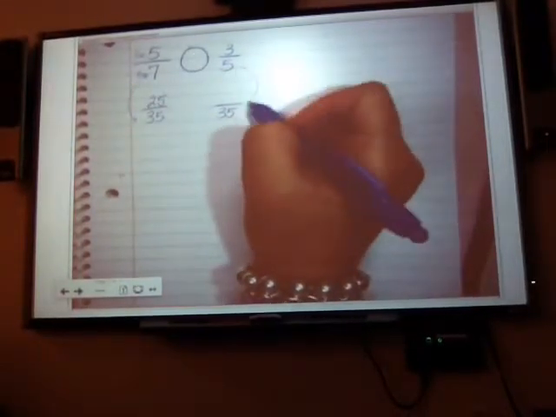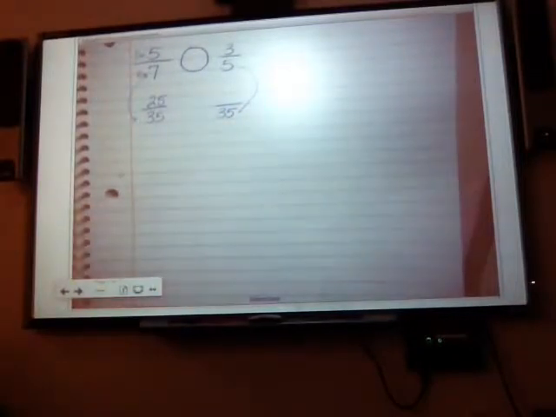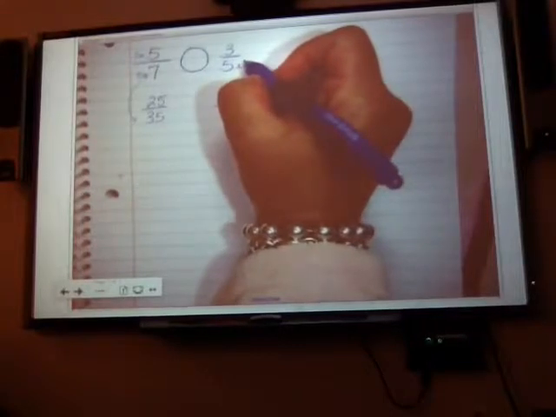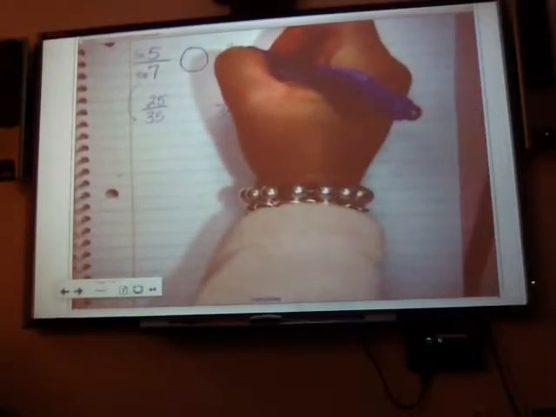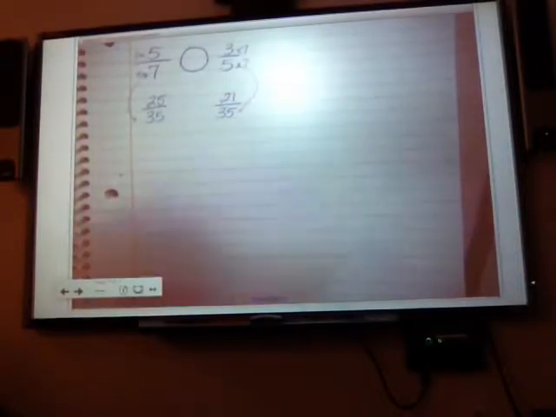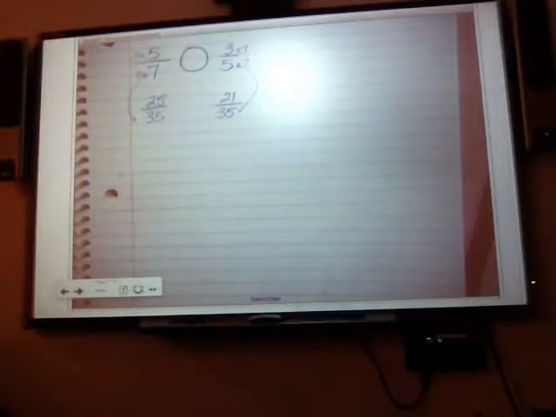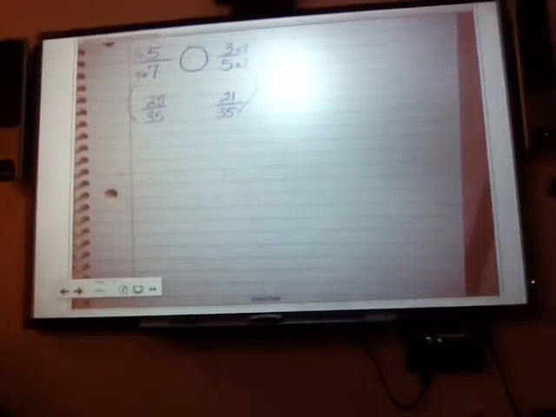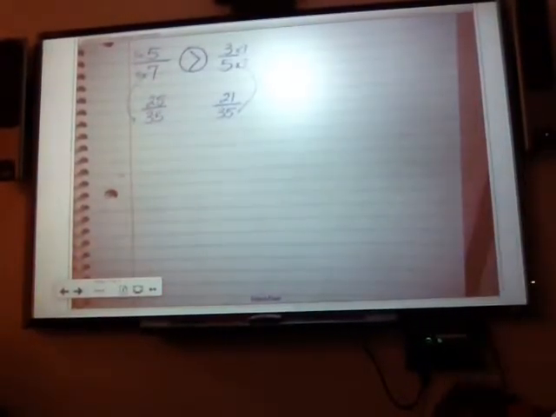Jason, what did I do from 5 to 35? Times 7. Therefore, whatever I do at the bottom, I must do to the top. 7 times 3 is 21. What is larger, 25 over 35 or 21 over 35? 25 over 35. Therefore, 5/7 is larger.